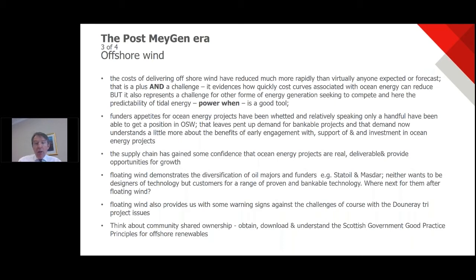The supply chain has gained some confidence that ocean energy is real, and that it is worthwhile spending some time and effort in getting into that area. And again, I think Cameron will mention supply chain specifically.